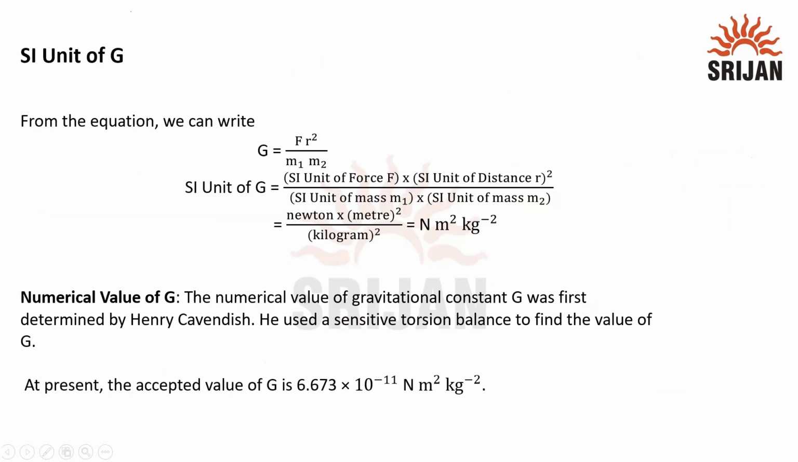So now let us see the SI unit of capital G. We have rearranged this formula and written it as G is equal to F r square divided by m1 m2. And we have substituted the SI unit of all the quantities present here. So the SI unit of G comes out to be Newton meter square per kg square. And at present, the accepted value of G is 6.673 multiplied by 10 raised to the power minus 11 Newton meter square per kg square.